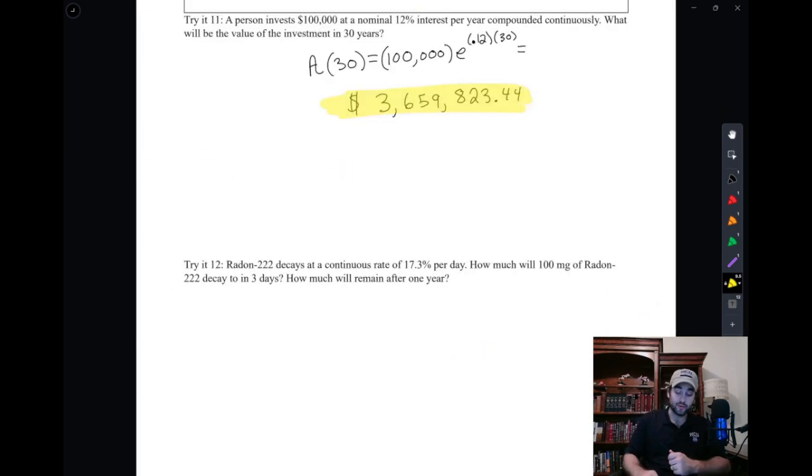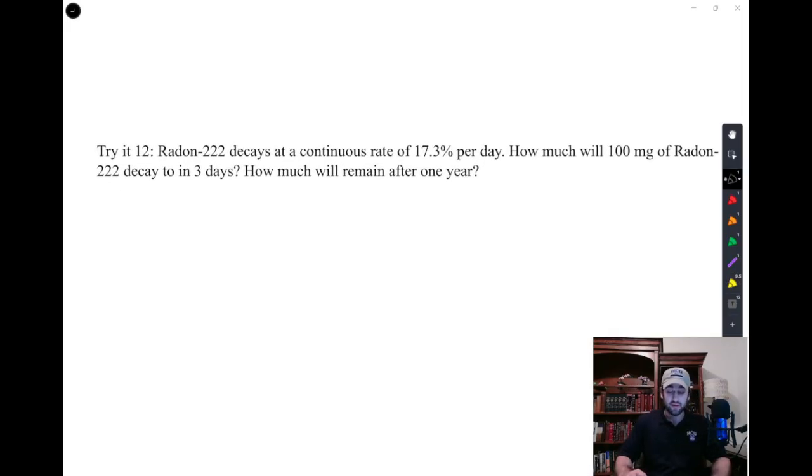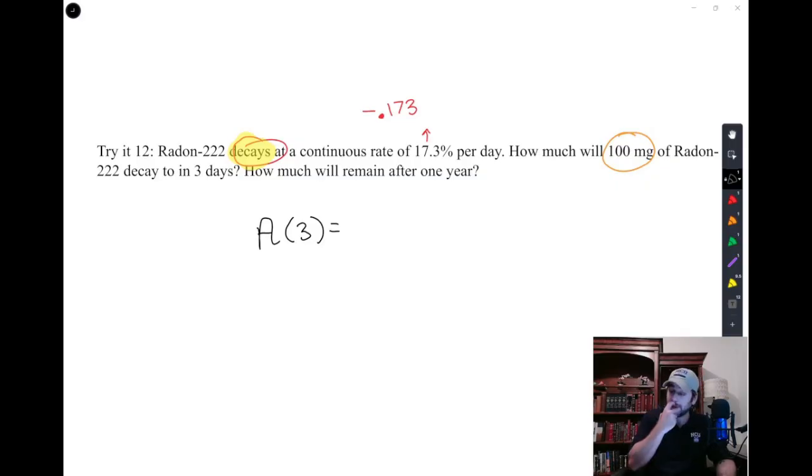All right, and lastly, we're going to look at one where it decays. Try it 12 says that radon decays at a continuous rate of 17.3% per day. So an important thing here to note is that the word decays means that our rate is actually going to be negative. So we're going to move the decimal over twice and get negative 0.173. We start with 100 milligrams. And so what is the amount after 3 days, that's the A of 3, that's going to be left? And so we're just going to plug that into our formula where we say that's going to be 100 to start with, e to the rt.